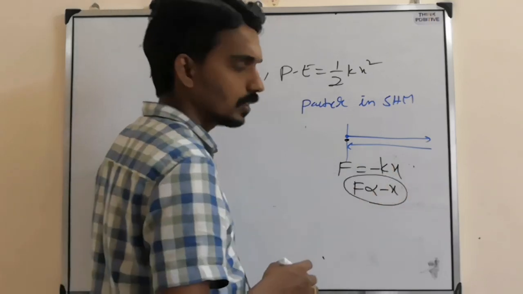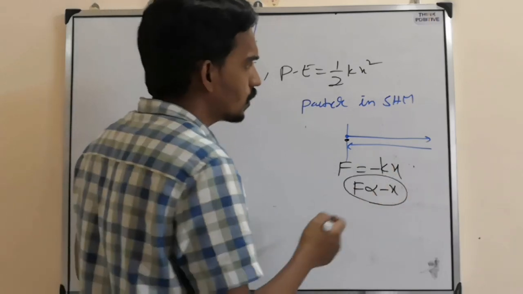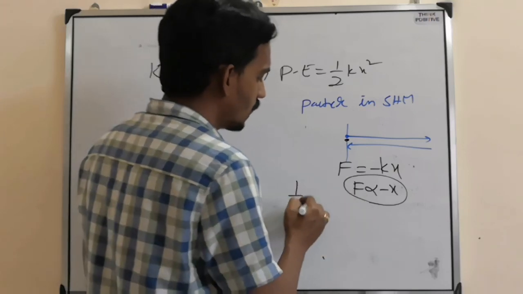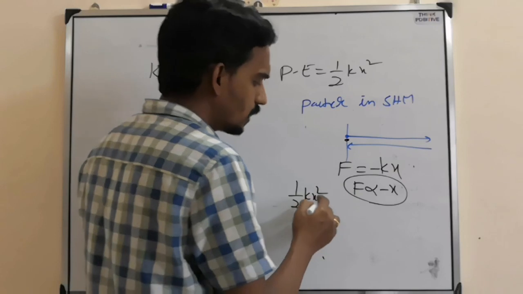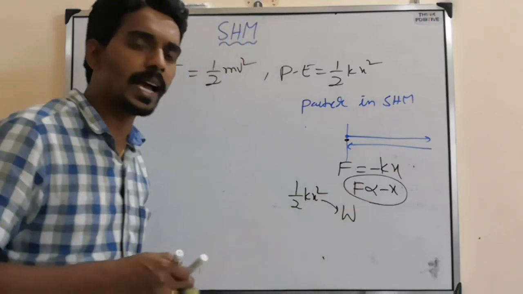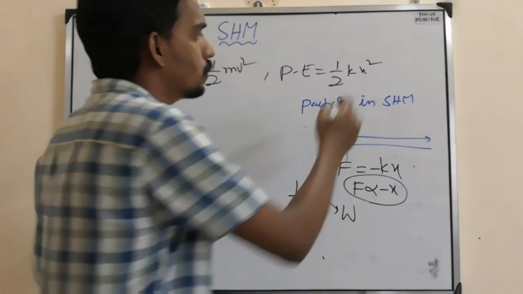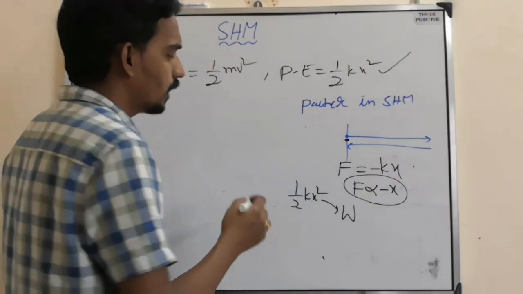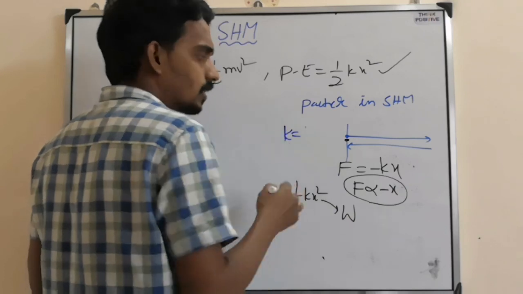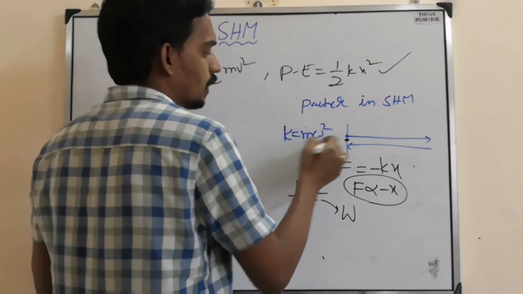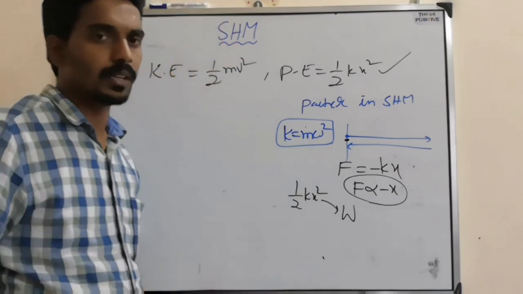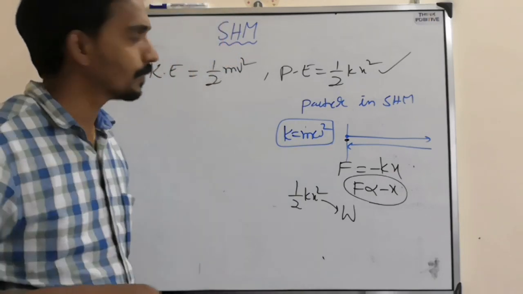spring force. So in the case of restoring force, the work done in displacing by x will be half kx square. So this work done will be stored as potential energy. That's why we take potential energy as half kx square, where in SHM the k value is m omega square. m is mass, omega is angular velocity or angular frequency.